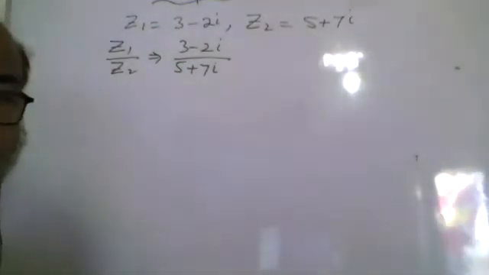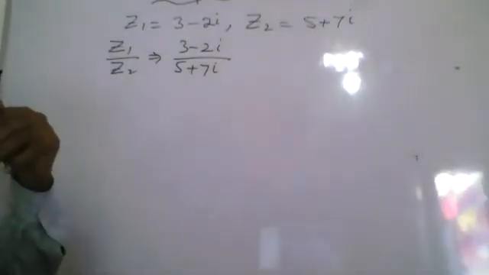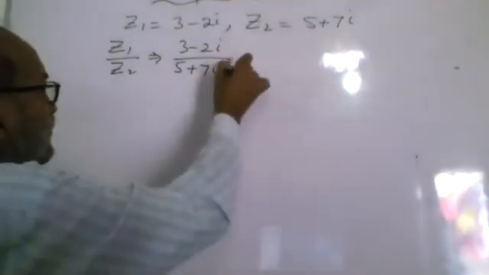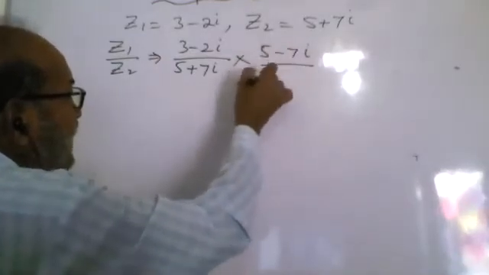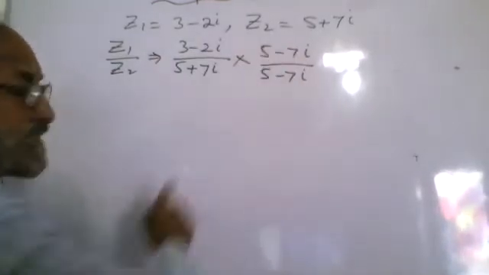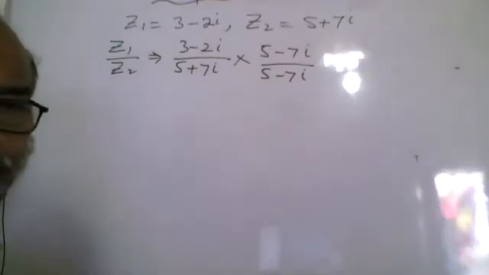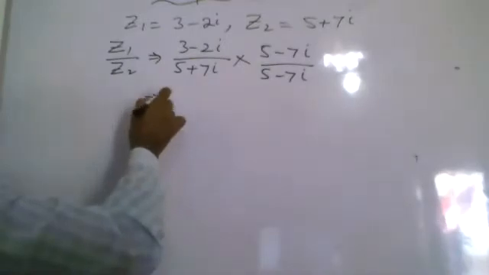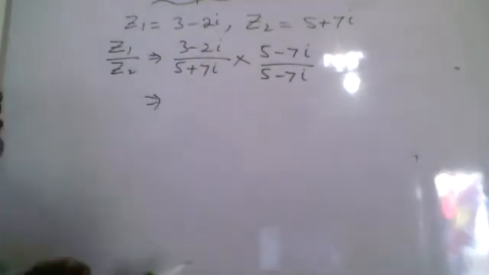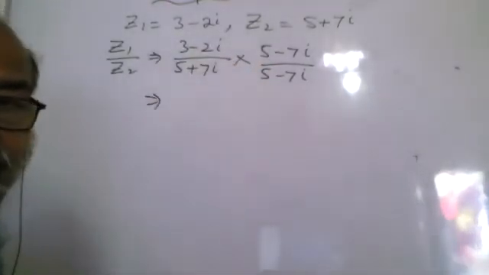We will multiply by the conjugate of the denominator. Denominator is 5 plus 7 iota. So 5 minus 7 iota. This will be the conjugate. So 3 minus 2 iota into 5 minus 7 iota.